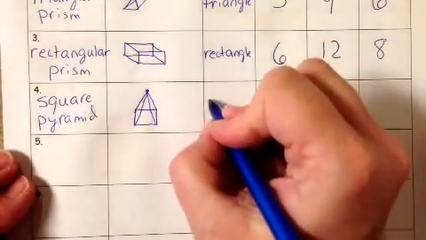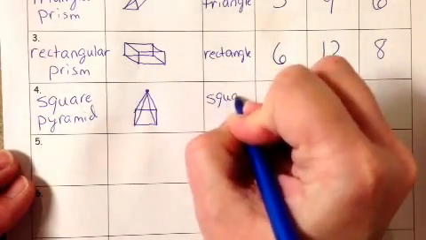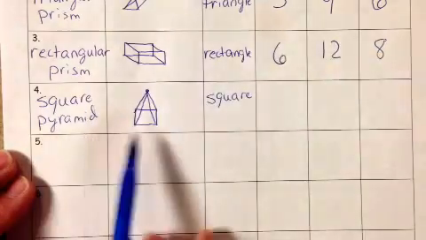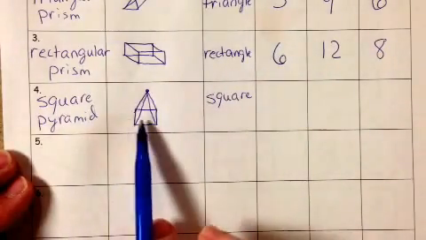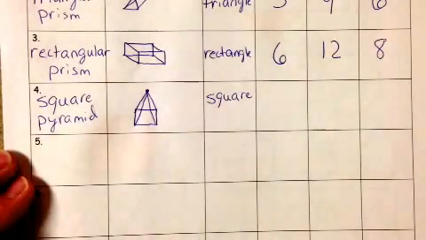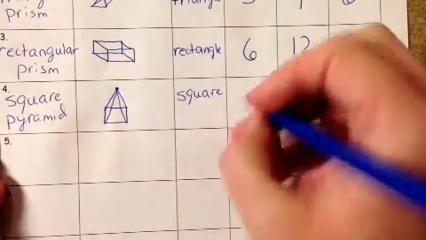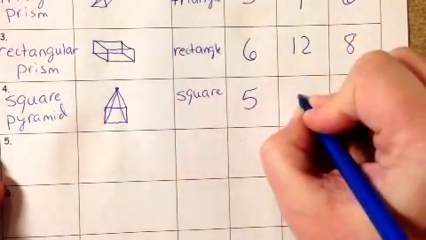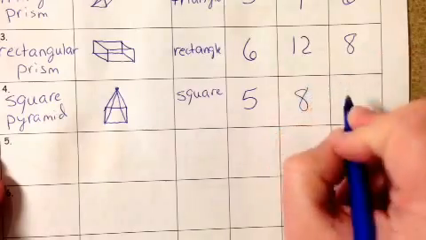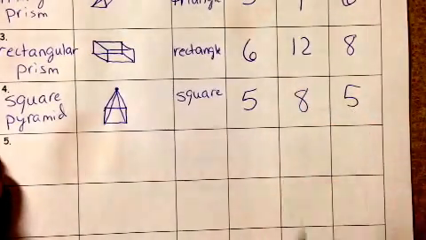Its base is a square. We could also call it a rectangular pyramid. It could have a rectangle base, but in this case we're just going to go ahead and say square. It has 5 faces, 8 edges, and 5 vertices.